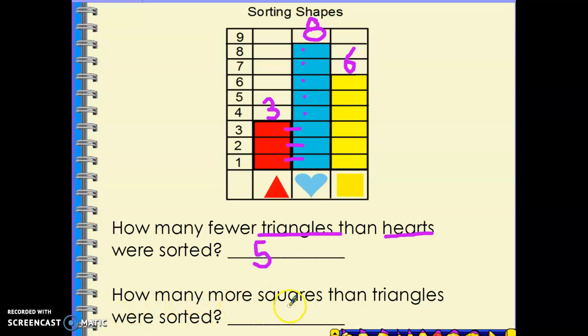How many more squares than triangles were sorted? So we're looking at squares. We know we have 6 squares. And then we know we have 3 triangles. So how many more squares do we have than triangles?